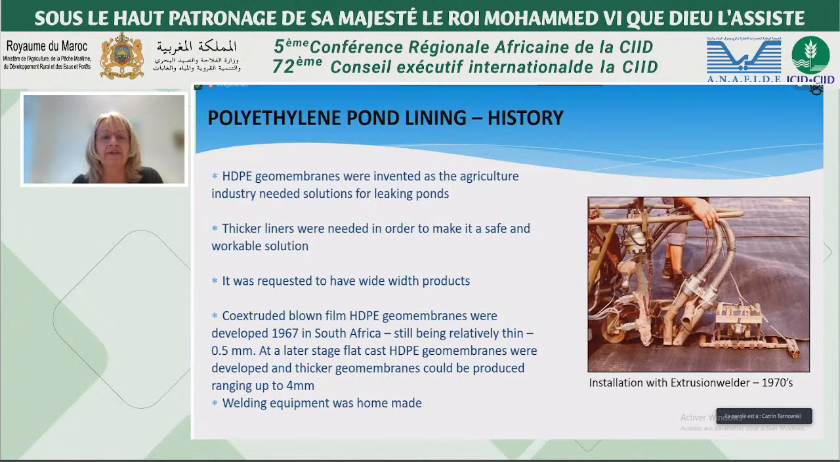So the idea was generated, and it's coming from the agriculture sector. Thicker liners were needed in order to make it safe and workable, and wide widths in order to reduce the amount of seams. So then co-extruded blown film HDPE geomembranes started in 1967 in South Africa, still being relatively thin at that time, 0.5 millimeter, but 12 meter in width. And at a later stage, flat cast HDPE geomembranes were developed. That's the second technology, and even thicker geomembranes could be produced from that time, ranging up to almost 4 millimeter.